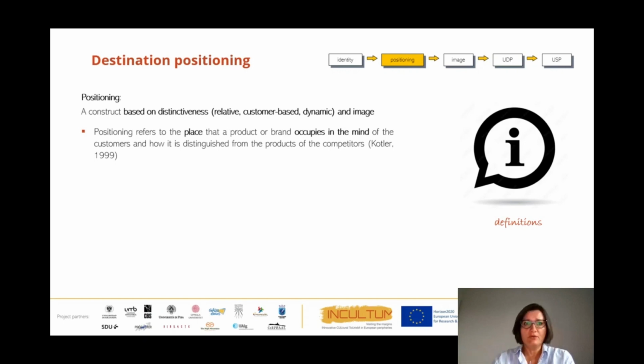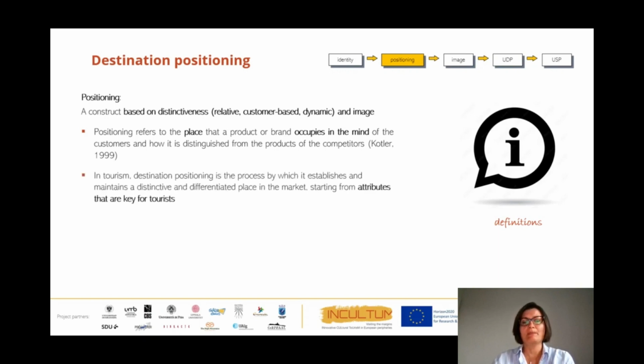For us, therefore, it means, first of all, working on the right attributes of the destination, those that are key for tourists. It is therefore necessary to move from an internal vision to an external vision, starting from what tourists really know and expect from our territory. Let's also remember that positioning is not guaranteed by simply selecting the right attributes to work on. It is a positioning that continually changes over time, and it is relative.